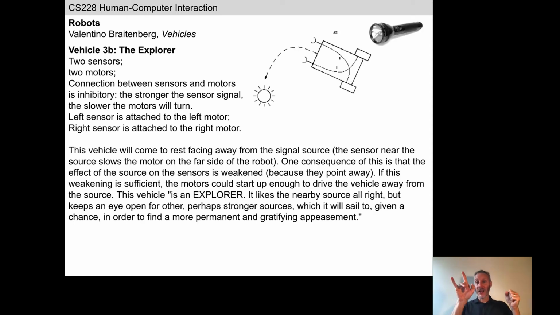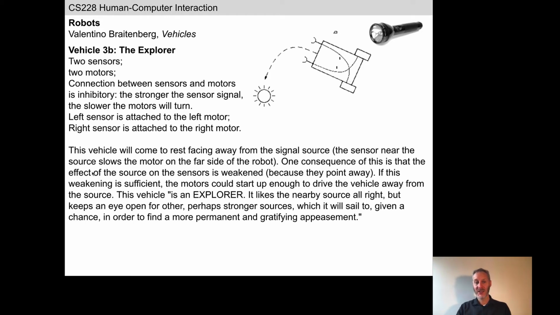If there is another light source somewhere else in its environment, it'll move towards that light source, but as it gets closer to this new light source, it will slow down because as it happens by chance to be approaching this light source, that means there's more light falling on the sensors, meaning more inhibition. It will slow down, slow down, slow down, and as it passes the light source, it will speed up again. Breitenberg referred to this vehicle as the Explorer. It'll come to rest facing away from the signal source, or at least maybe come to rest or slow down.